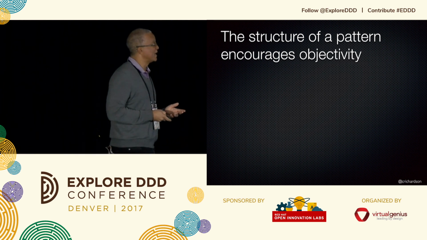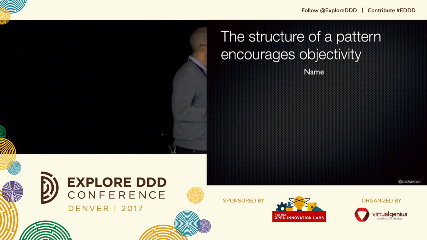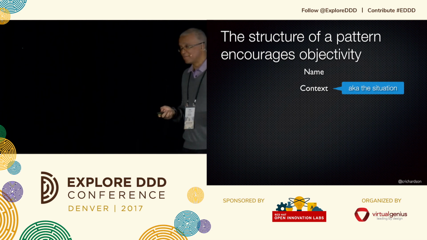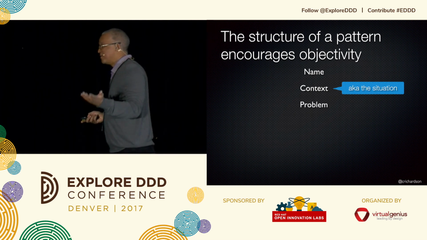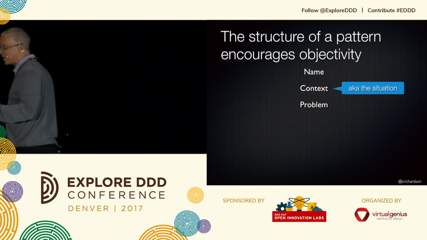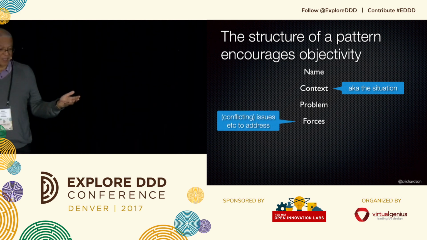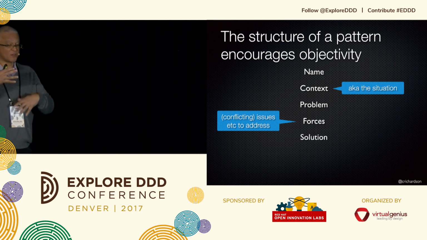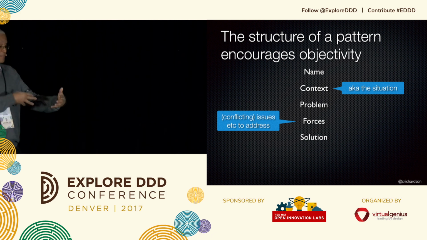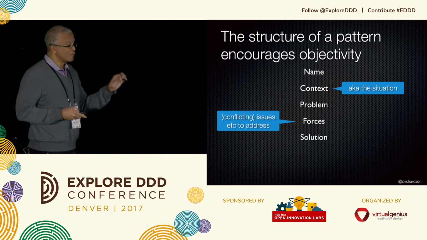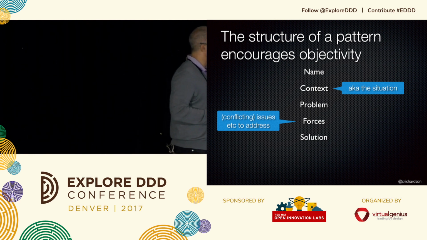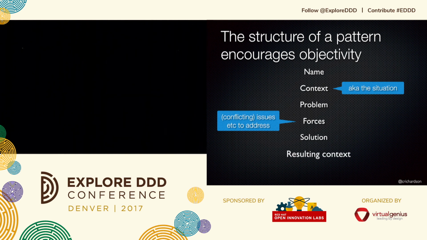Because patterns have a name. They have to describe the context within which you're trying to solve the problem. They obviously have to describe the problem. You have to describe the issues that you're trying to address. You have to describe the solution, right? So you're trying to solve a problem in a context with such and such a solution. But then the most critical part of a pattern is that you have to describe the resulting context. What are the consequences of applying this pattern?